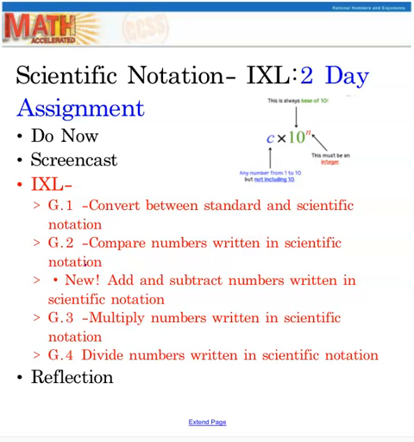Watch this video. I'll review adding, subtracting, multiplying, and dividing with scientific notation. And then complete IXL 8th grade, G1, G2, the new one that's adding and subtracting numbers written in scientific notation, G3 and G4. So it's 5 topics. You have 2 days. It's 8th grade.